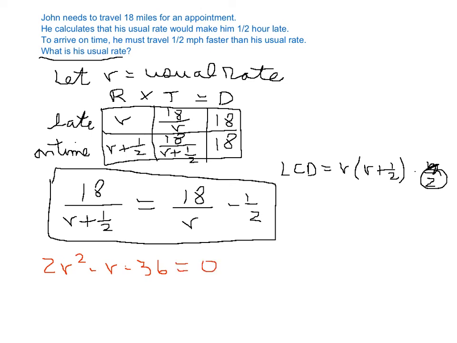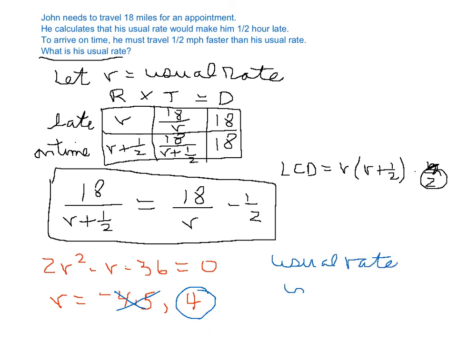And we get two solutions. We get r is equal to minus 4.5, and we get r is equal to 4. And you've seen this now a number of times. R can't be negative, so 4 is the correct one. And so his usual rate is 4 miles an hour. And there you go. So that's kind of cool the way that problem works.